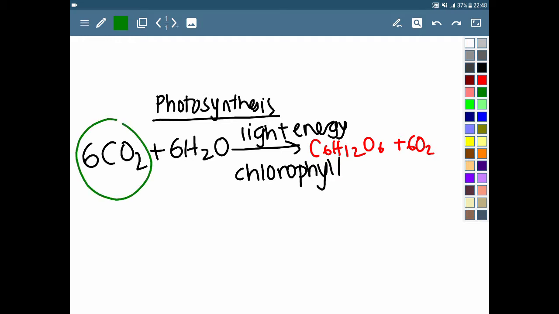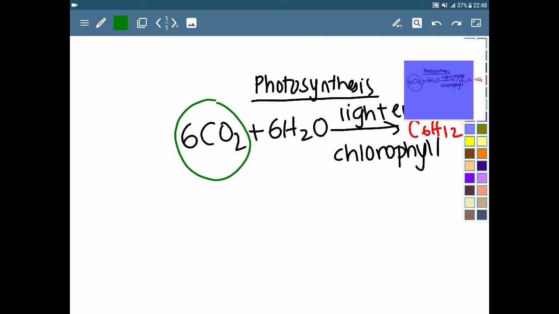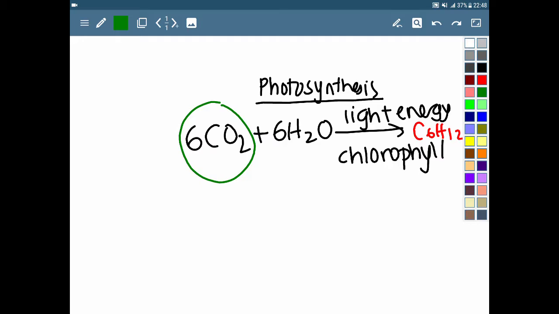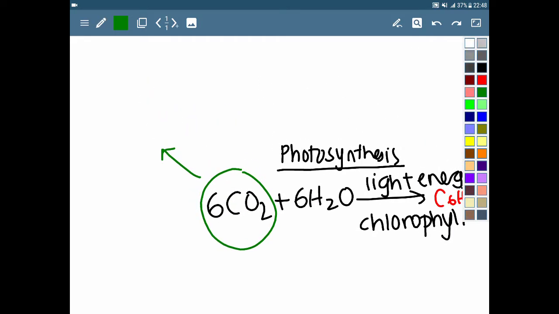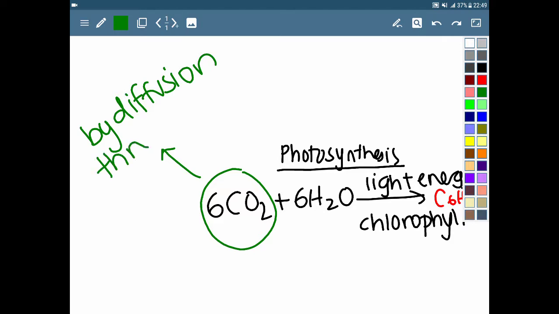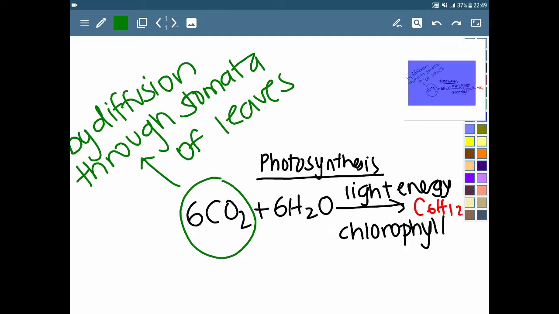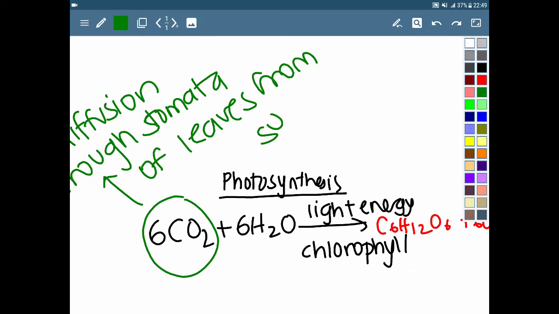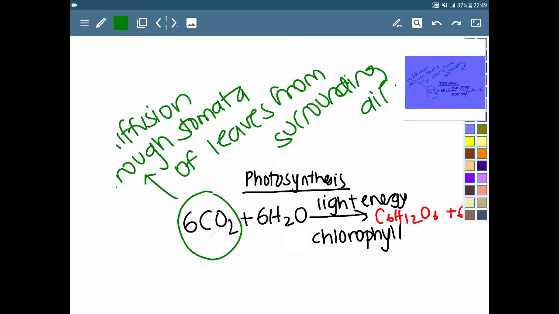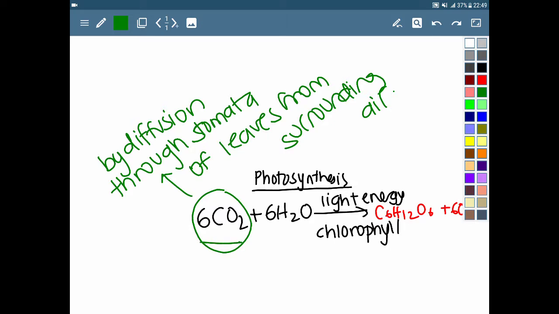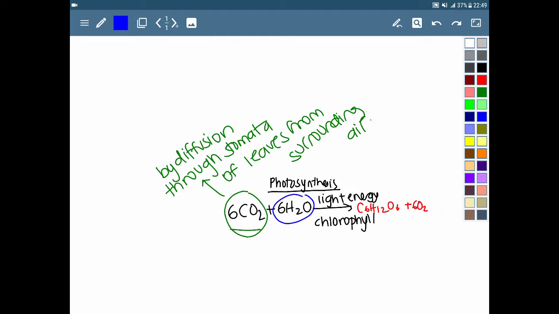Now, carbon dioxide, where does it come from? Carbon dioxide is taken in by diffusion through the stomata of leaves, and it's from the surrounding air. Okay, that is carbon dioxide. Now, water. Where does this come from?